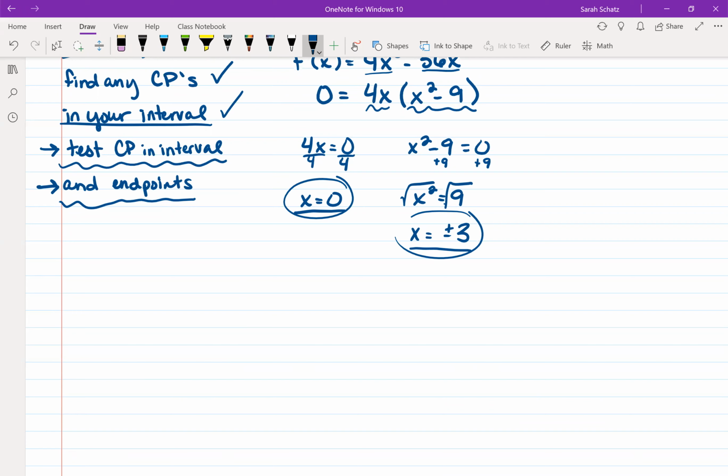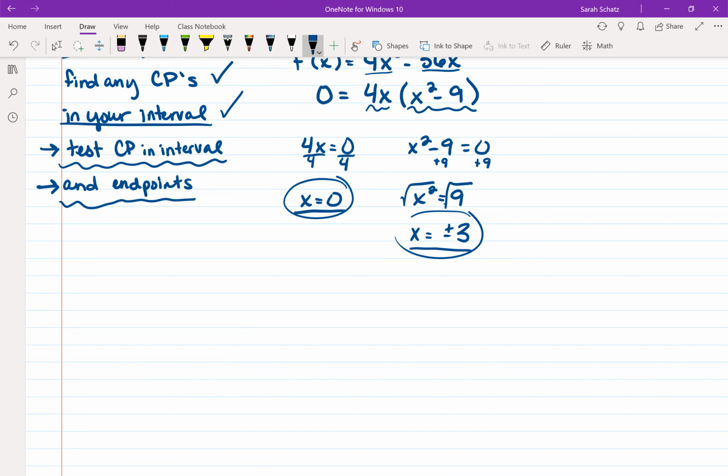So here's the kicker. When you are testing on a closed interval, this is what you really, really need to remember. You test the endpoints and the critical points in the original function. All you want to know is what the y values are there, and then you're going to compare those y values. The highest one you get is going to be your absolute max. The lowest one you get is going to be the absolute min.